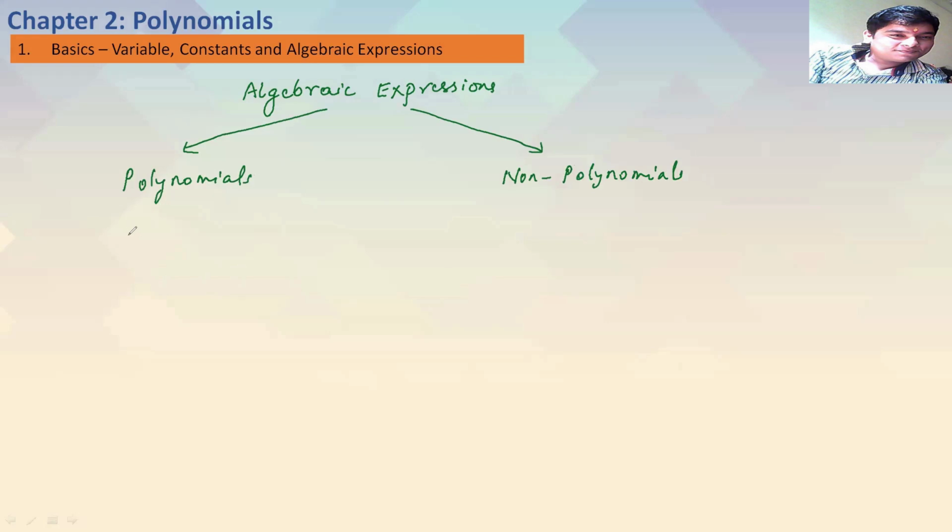Let's say we have 3x minus 7. And here we have 3x power minus 1 plus 7. Let's say we have 5x square minus 2x plus 8. Let's say here we have 5 by x plus 3x minus 8. Let's say we have x cubed minus 4x squared. And let's say we have x cubed minus 4x.